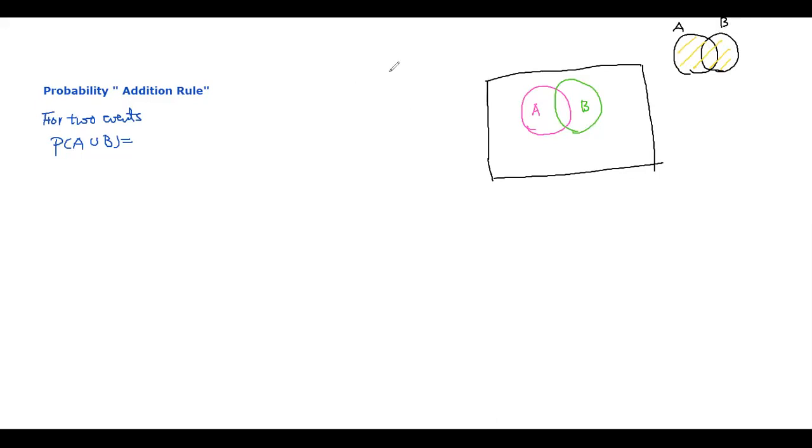Okay, so now let's take a look at the formula. We said it would be P(A) plus P(B). P(A) is my purple one, so P(A) is this color. Then plus P(B), which is the green one. So I add these 2.